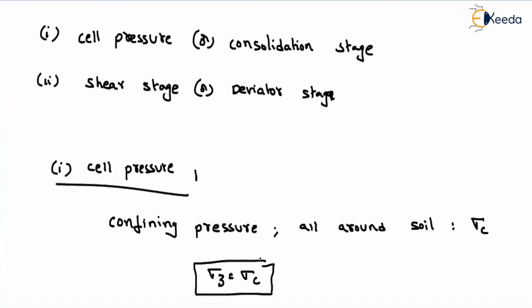At this stage, as we are allowing the draining of water, the soil sample volume also changes. So the change in soil sample volume will be equal to the volume of the water collected. If you want to do it for the undrained condition, then the valves are kept closed and there will not be any change in the volume. So this is about the cell pressure or the confining pressure. Now let us talk about the shear stage.